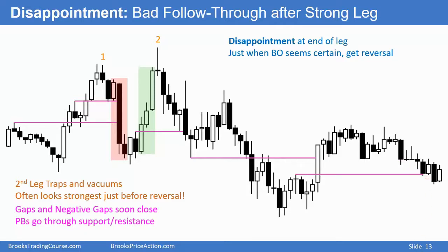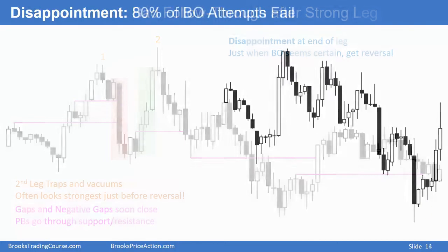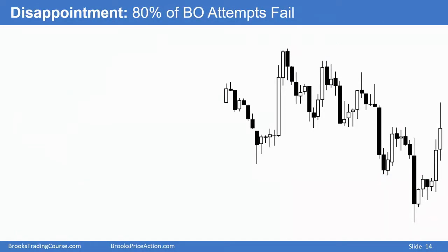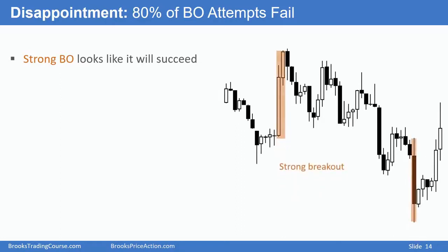So disappointment, gaps closing all the time, bad follow through after strong breakouts up and down. In a trading range, my 80% rule, 80% of breakout attempts fail, no matter how strong they look. Very strong reversal up, and good follow through. Odds are buyers below, but at some point you have to conclude there are not enough buyers below to get a second leg up after this strong bull breakout.